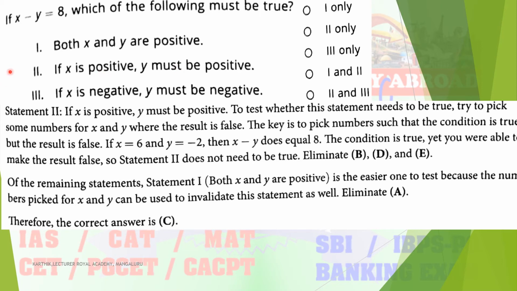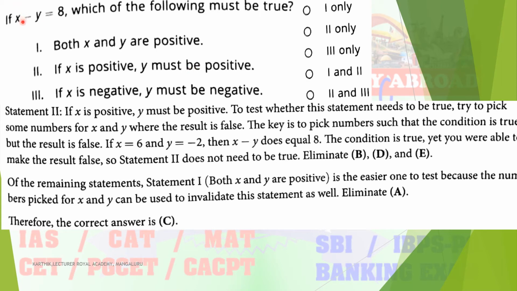So if x is positive, you should get the final answer 8. So I will choose: if x value is positive, y must be positive. Is it necessary? You have to determine. So I will choose x is 10, y is 2. So what happens? 10 minus 2. If x is positive, y must be positive. So if it is negative, just choose negative.